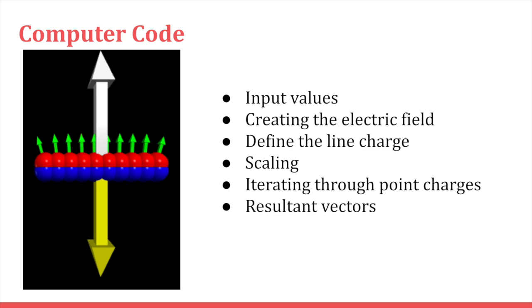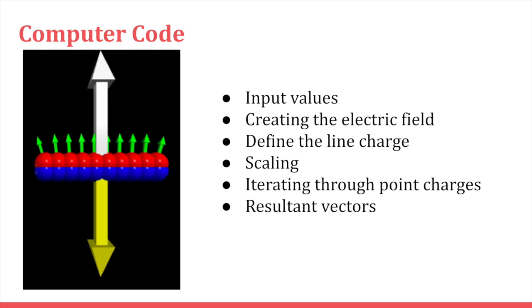So at the beginning, we have our input values such as our calculated charge from last lab, mass of our tape, and the number of point charges we split into, which in this case we decided is 10. Next, we create our electric field using the variables which play a role. Then we create our line charge object, where we use the variables that play a role there, and then we choose how to scale our vectors.